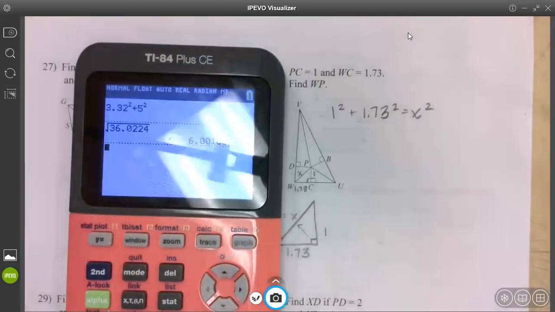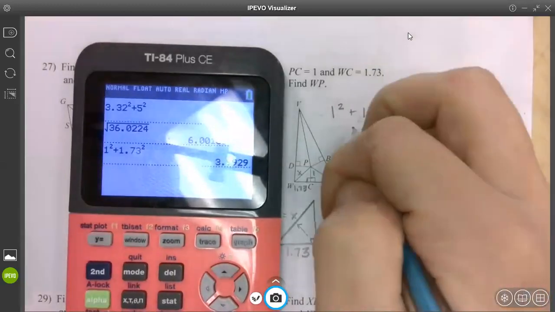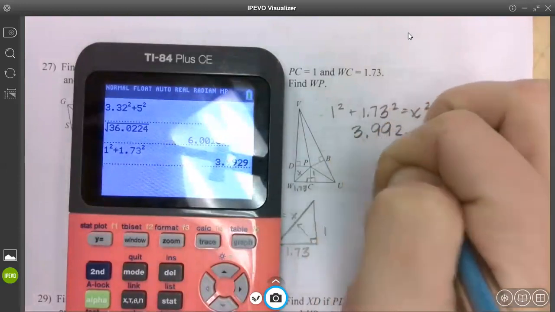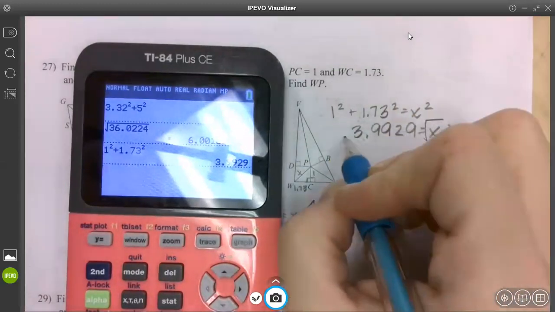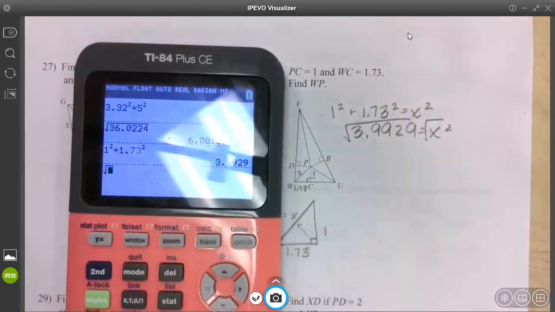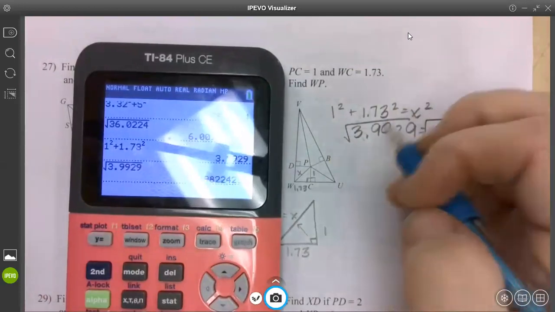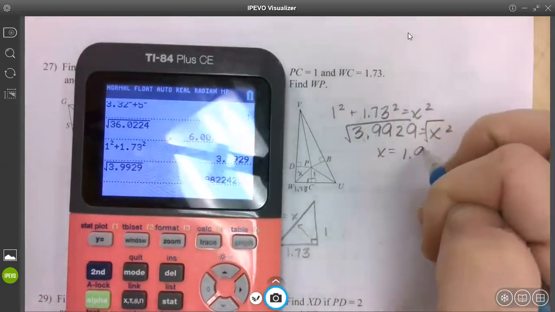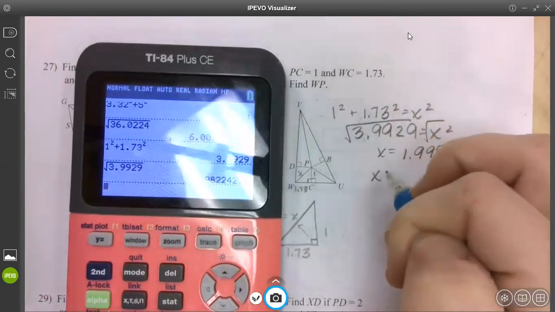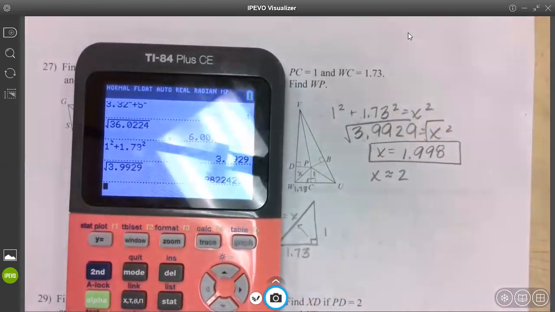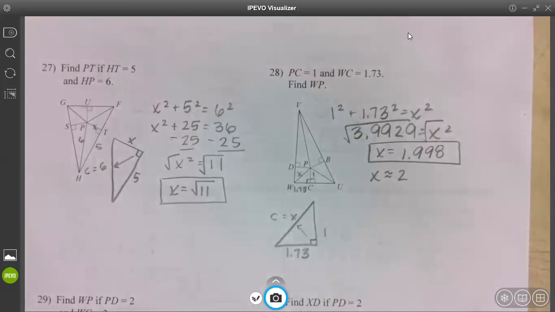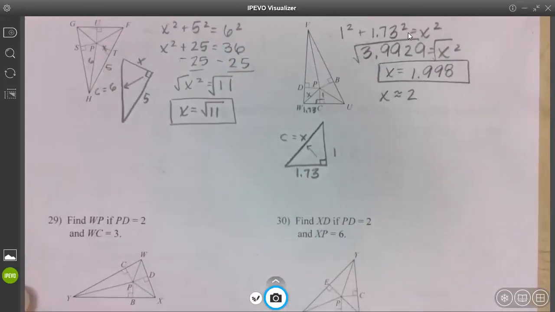You guys can use your calculator. 1 squared plus 1.73 squared gives us 3.9929, and then take the square root. And you get X equals 1.998, or in this case, approximately 2. I do not care which answer you give me. That's perfectly fine. All right, two more. Same exact way, nothing new.